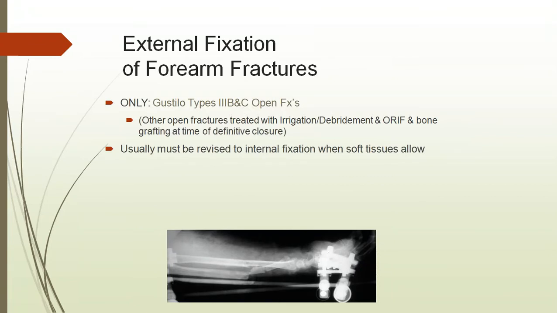This is an example of external fixation, especially for open fractures. There is the Gustilo-Anderson classification, and all of you must know it. You read it. In Gustilo-Anderson type 3B and C open fractures, we will put external fixation first.